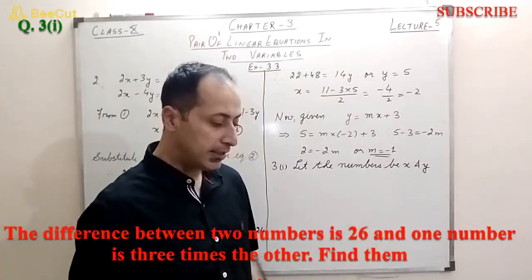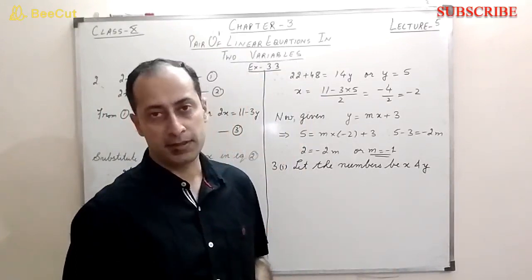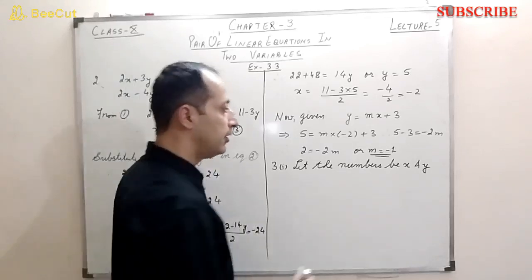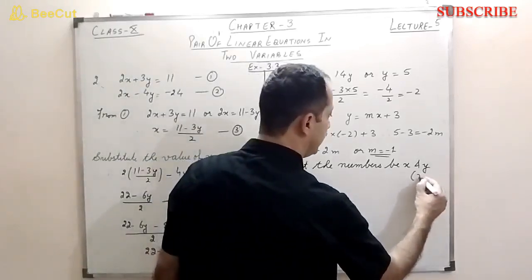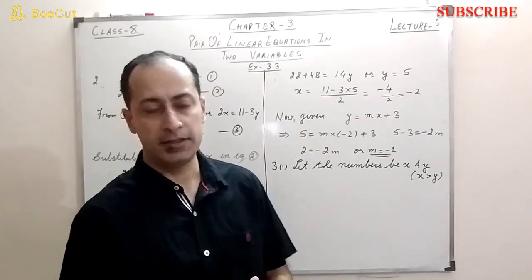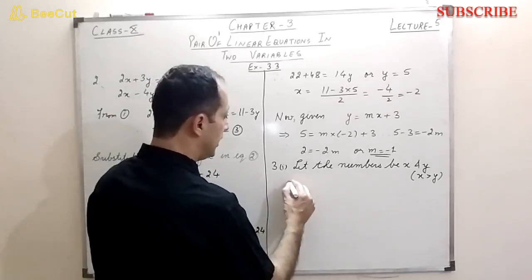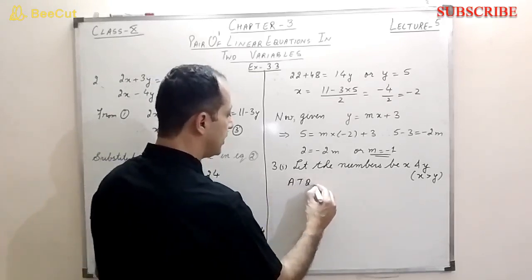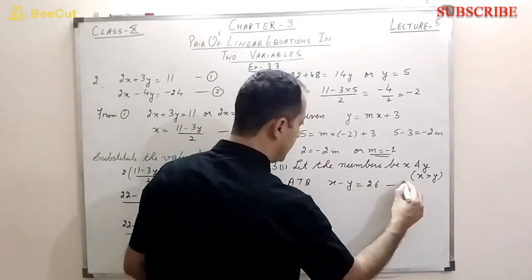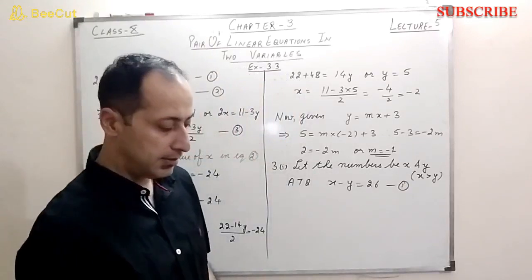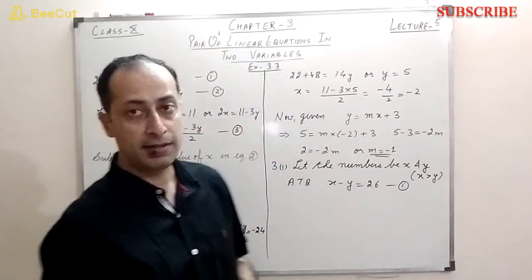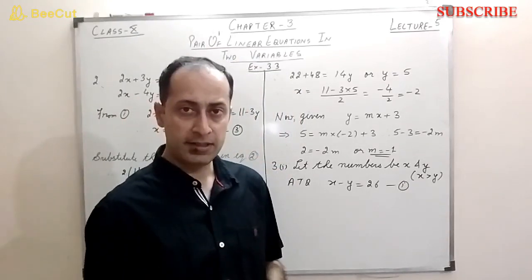Now, what is the condition given to us? It is given that the difference between the two numbers is 26. So we can suppose one of the numbers is greater than the other. We can write this condition as x is greater than y. We can also write y is greater than x, there is no harm. According to the question, the difference of these two is 26, so this gives me the first equation of this question. Then it's given one number is 3 times the other. Obviously we have taken x greater than y, so x is 3 times y.